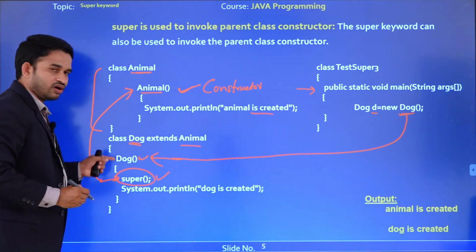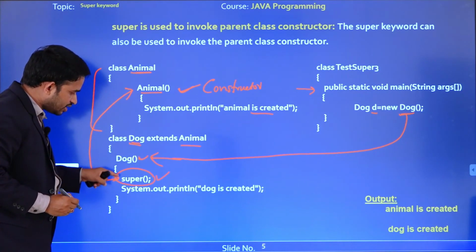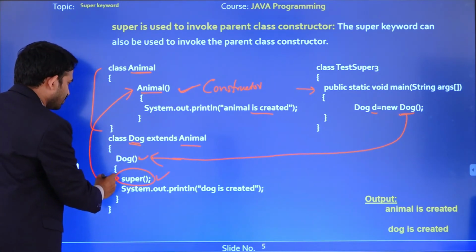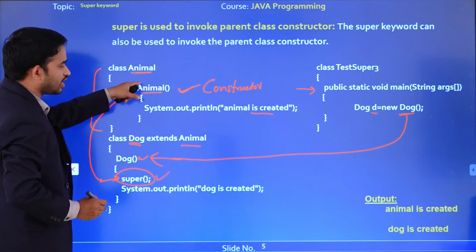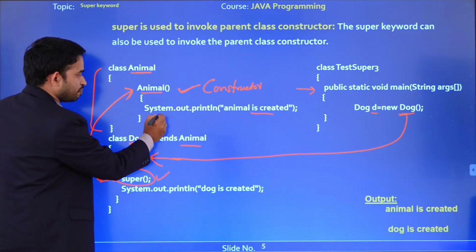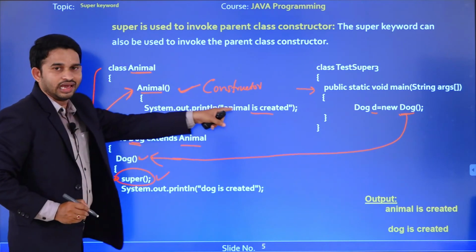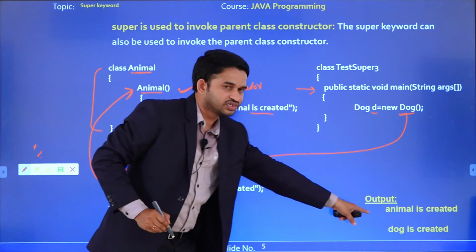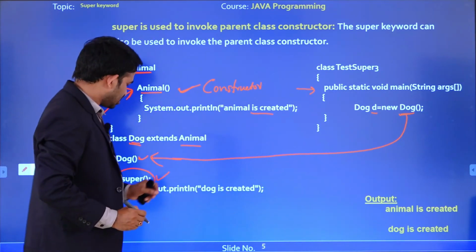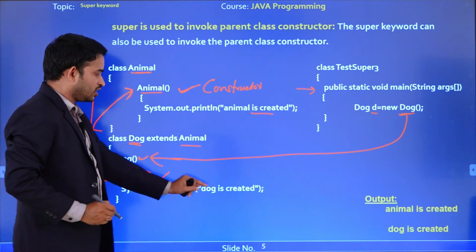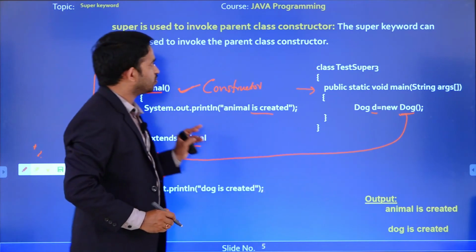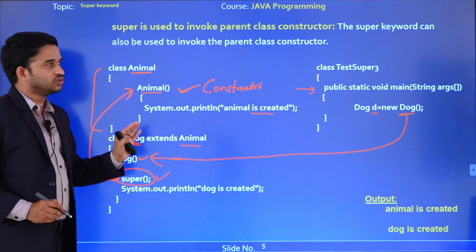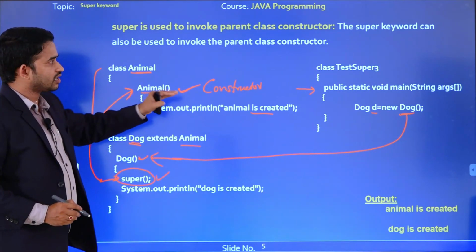Inside this Dog constructor, what is the first statement here? Super. It refers to the immediate parent class constructor. What is the immediate parent class constructor? Animal. Inside this we are printing System.out.println animal is created, so animal is created is printed. What is the next statement here? System.out.println dog is created, so it will display dog is created. So this is about the super keyword used to invoke the parent class constructor.